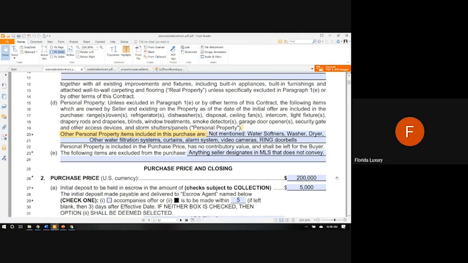If there's something that does not convey, it needs to be here. Your seller needs to understand that when they take those items out, they need to be replaced with something. You can't just take the lights out and have wires hanging over the sink. You've got to put new drop lights in. So just make sure the following items are excluded.